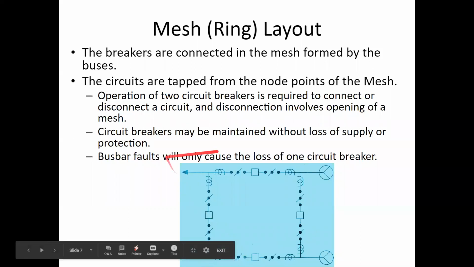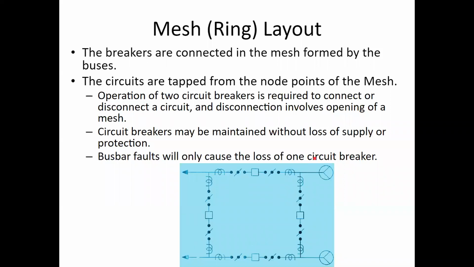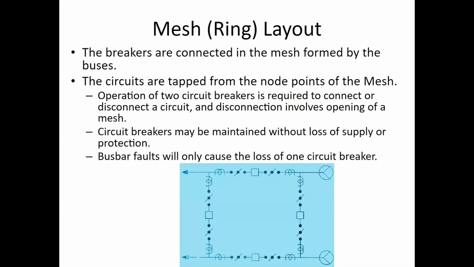So if a bus bar fault happens, it will cause loss of only one small section. All other supply can be adjusted through other parts. So circuit breakers can be maintained without loss of supply or protection. This is the advantage of the mesh or ring system. And that's all about lecture 3.3, that is substation layout.